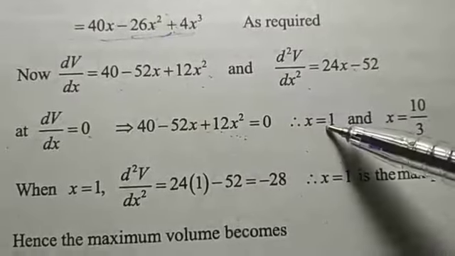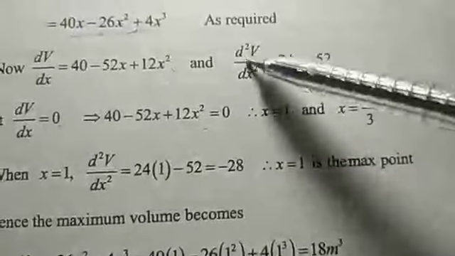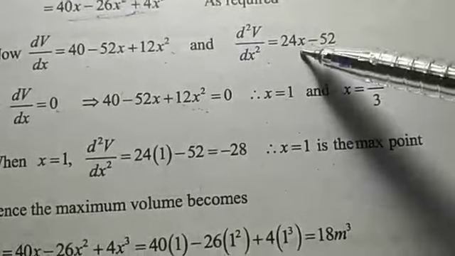But we don't know whether this one is minimum or this one is maximum. We need to know, because the question says we should find the maximum. So either this or this will give me the maximum. So I have to differentiate once again, which I have done here. When I differentiated once again, 24s minus 52 is what I got.